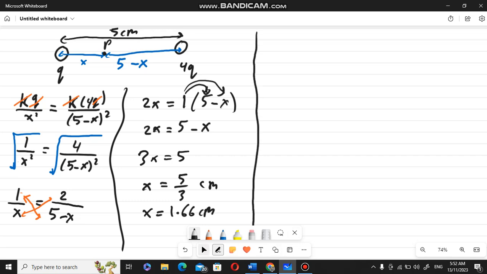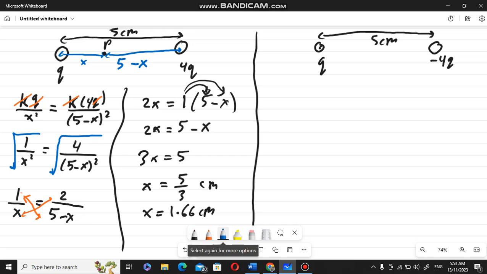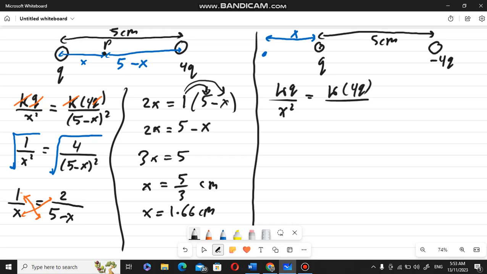Now let's do the same example but with opposite signs. So again, this is Q, this is minus 4Q now, separated by the same distance, which is 5 centimeters. So now, since they have opposite signs, the equilibrium position will be outside. Then we say that kq over x squared should be equal to k 4q over, what's the distance from 4q to this point P? It is 5 centimeters plus the distance x, so it would be over (5 plus x) squared.